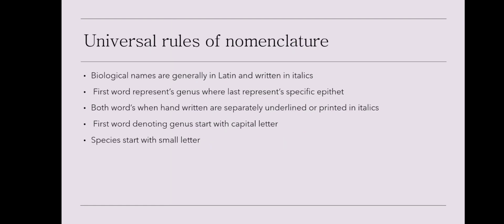Universal rules of nomenclature. Biological names are generally in Latin and written in italics. The first word represents the genus, whereas the last represents the specific epithet. Both words, when handwritten, are separately underlined, or printed in italics. The first word denoting the genus starts with a capital letter, whereas the species starts with a small letter.